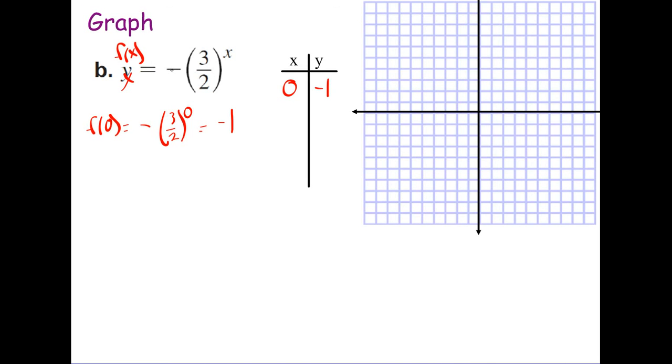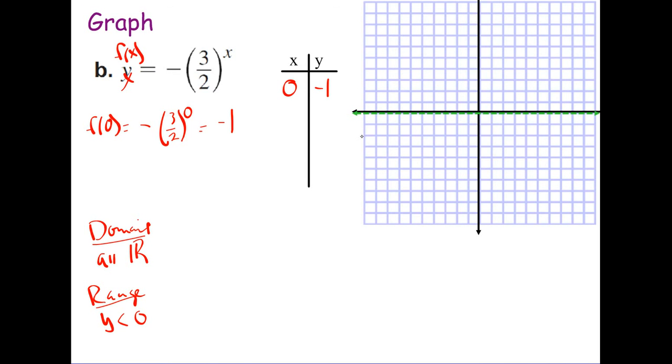That should give us some indication that our domain and range, again, the domain is going to be all real numbers, and the range in this case, because we're negative, will never be positive, because whatever we get in this power, we're going to take and multiply by negative. So the range in this case is going to be y is less than 0. So everything is going to be below the line, and our asymptote will still be this horizontal line at 0, and then everything below it.